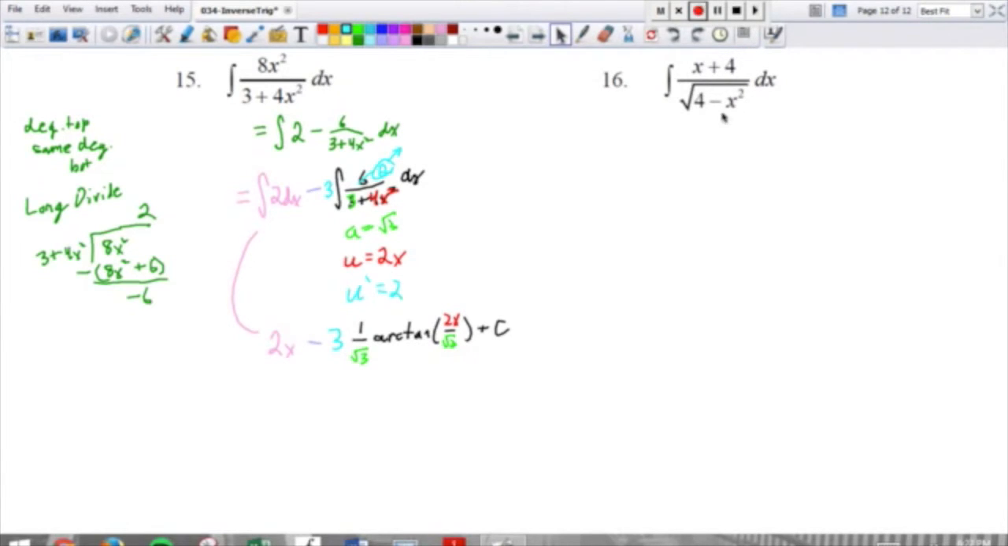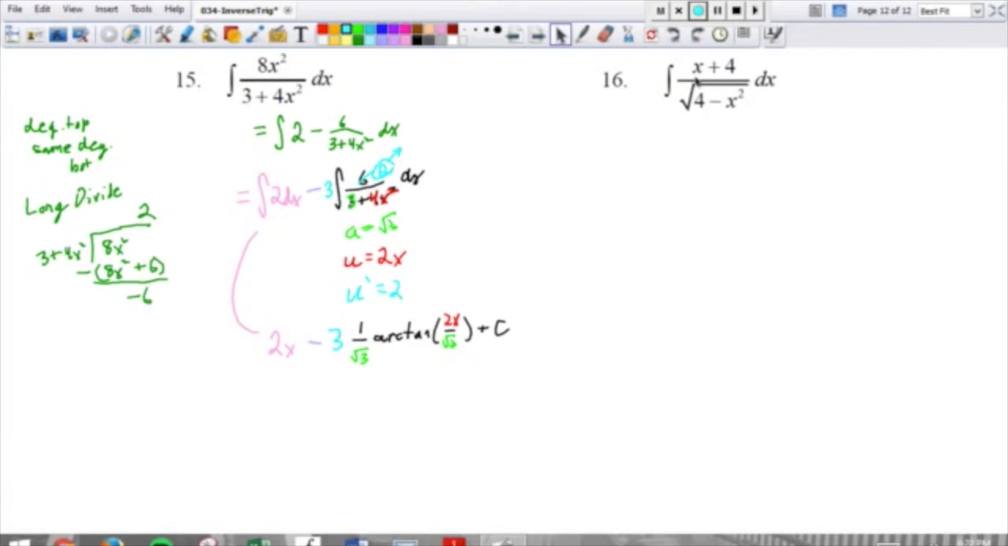This last one is one that will require cleverness. The derivative of the bottom is certainly not on top. I'm thinking it's arcsine, except I've never seen arcsine look like this before. Arcsine needs a constant on top. Write that down probably. Arcsine would like a constant on top, just like arctan wants a constant on top.